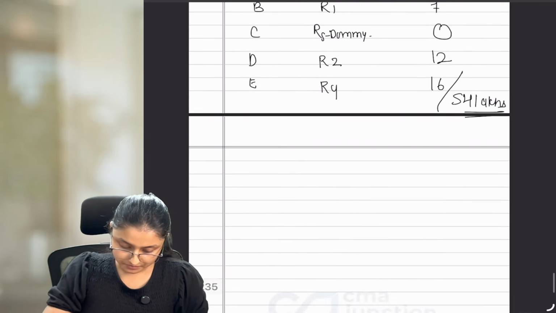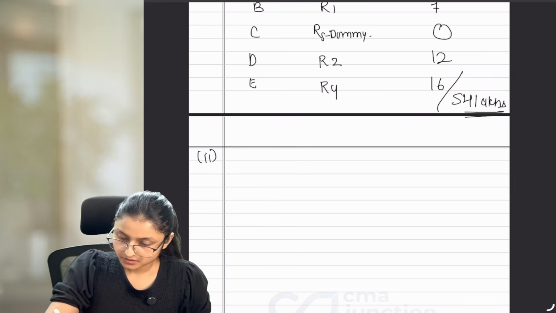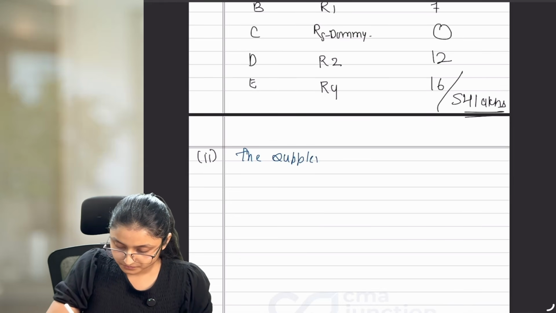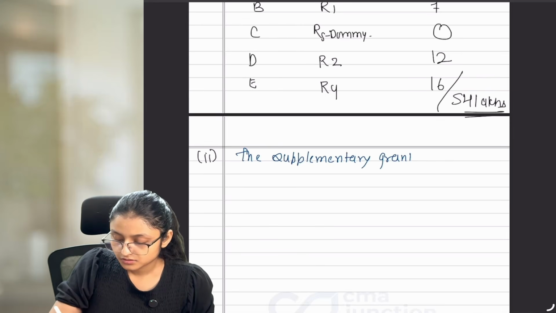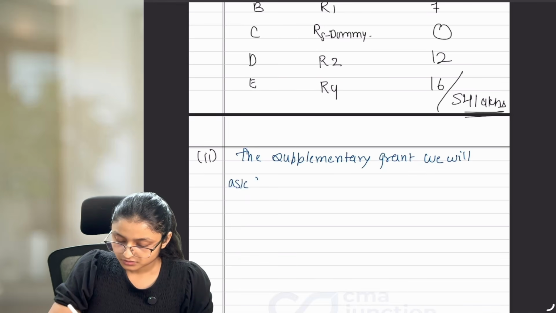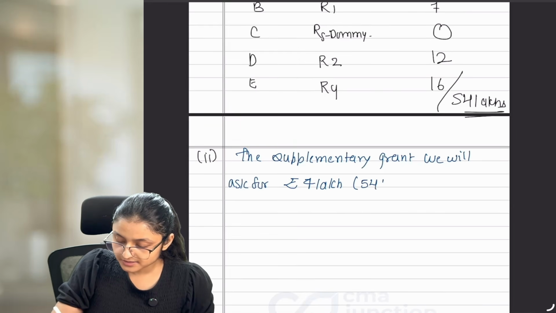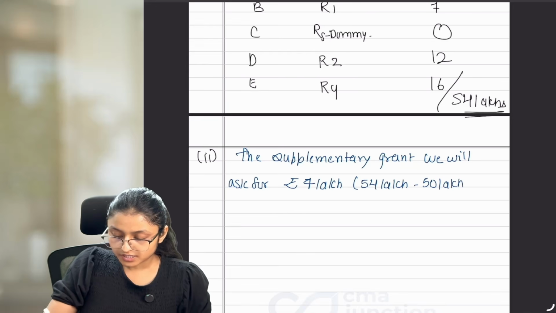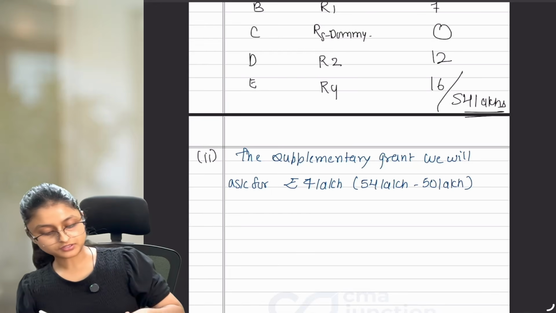Now the second part. The supplementary grant we will ask for is rupees 4 lakhs. How did we get this? 54 lakh is the minimum requirement, out of which 50 lakh is already given to us. That means 4 lakh is the required amount.